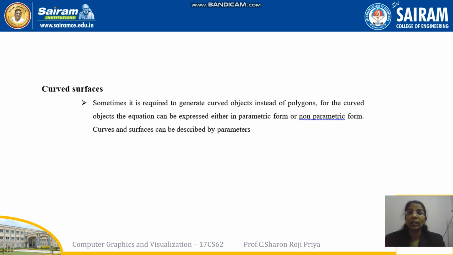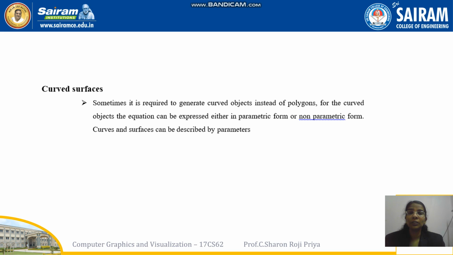A non-parametric equation can be either an implicit function or an explicit function. For an implicit function, I can take an example like f of x comma y equal to 0. Here for a single value of x, I can have more than one y value. That is, an implicit function will be multi-valued. So this implicit function is used to check whether a point lies inside or outside a polygon.